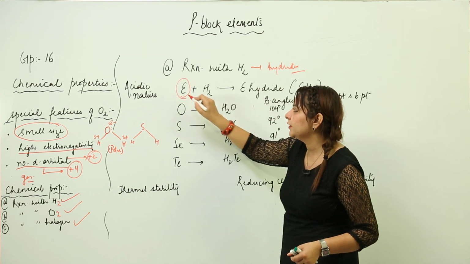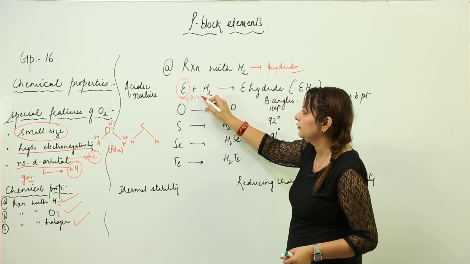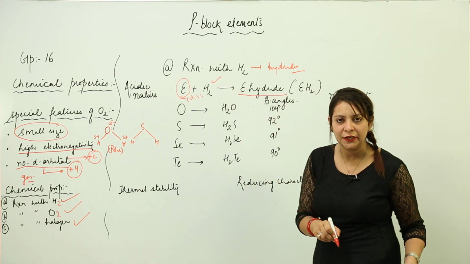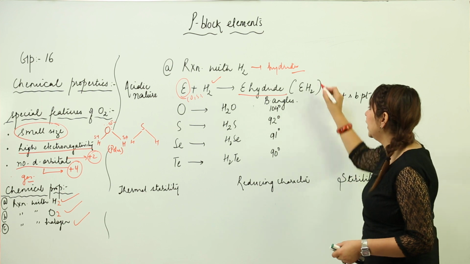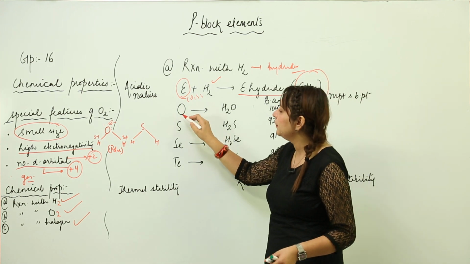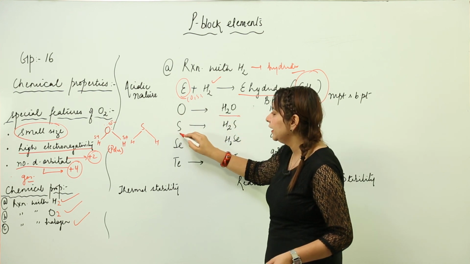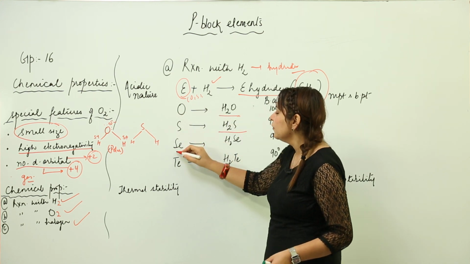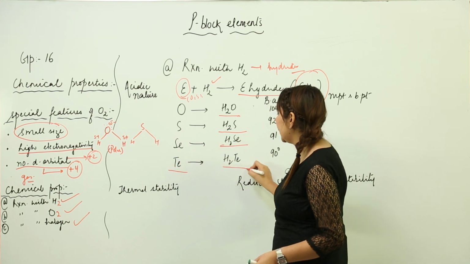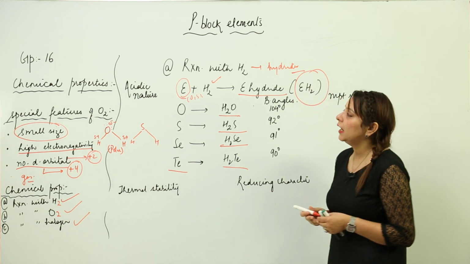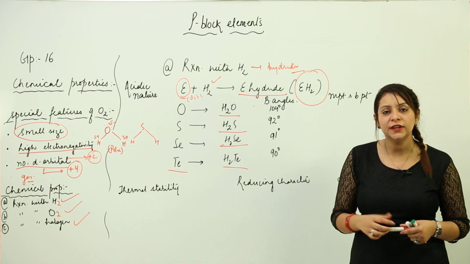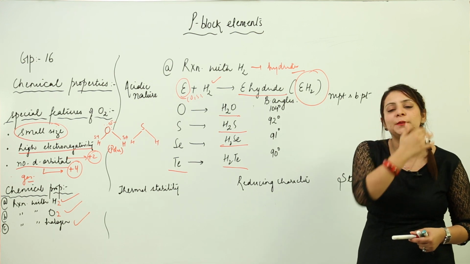The element of this group, maybe oxygen, maybe sulfur, or any member of the family, reacts with hydrogen forming an element hydride, and the formula for the element hydride is basically EH2. When hydrogen combines with oxygen, it forms H2O. When it combines with sulfur, it forms H2S. With selenium, it forms H2Se. And with tellurium, it is H2Te. All of the members have the affinity to react with hydrogen, which is why they form their respective hydrides.